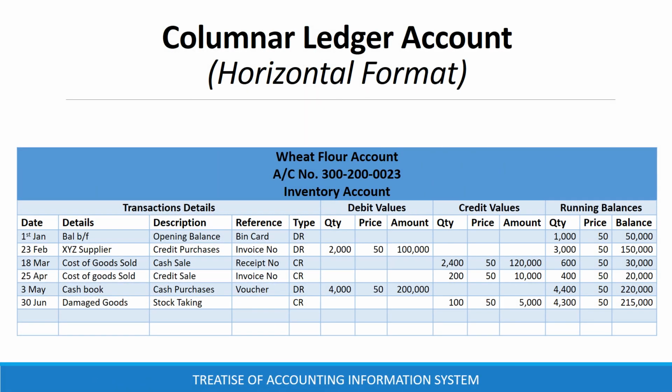A columnar ledger account has 2 sections, that is, header and body. The header contains account name, account number, and account description. On the other hand, the body contains account transaction details recorded in columns. The columns are grouped into 4. The first group of columns contains transaction details for both debits and credits. The second group of columns contains debit transaction values. The third group of columns contains credit transaction values. And the last group of columns contains the running balances.